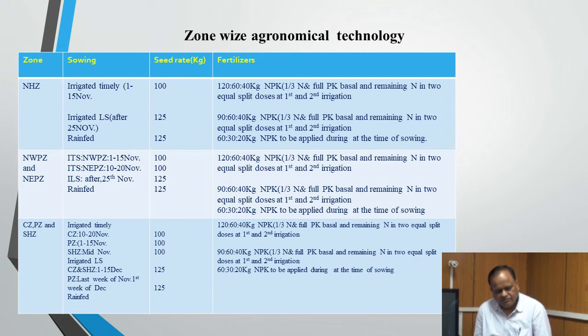One third of the nitrogen and full dose of the phosphorus and potash will be applied as a basal dose during the sowing, and the rest of the nitrogen, that is 2/3 of nitrogen, will be applied in split doses at first and second irrigation. And for the rain-fed situation, 125 kg seed rate, 60, 30 and 20 kg NPK to be applied at the time of sowing.